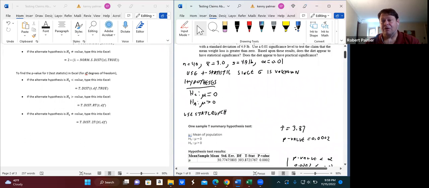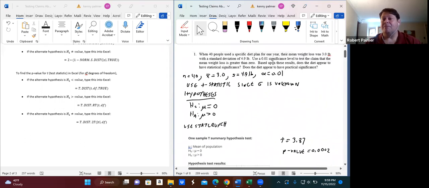So the questions are, so we rejected the hypothesis. Based on these results, does the diet appear to have statistical significance? It does, because there's enough evidence to support the claim that the mean weight loss is greater than 0. Does the diet appear to have practical significance? Well, we're talking about a specific diet plan for a year, and the mean weight loss is about 3 pounds. And it's not really a lot in a year.